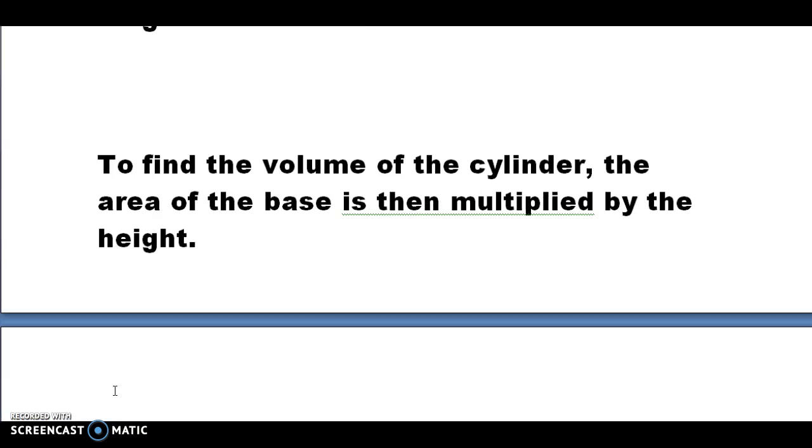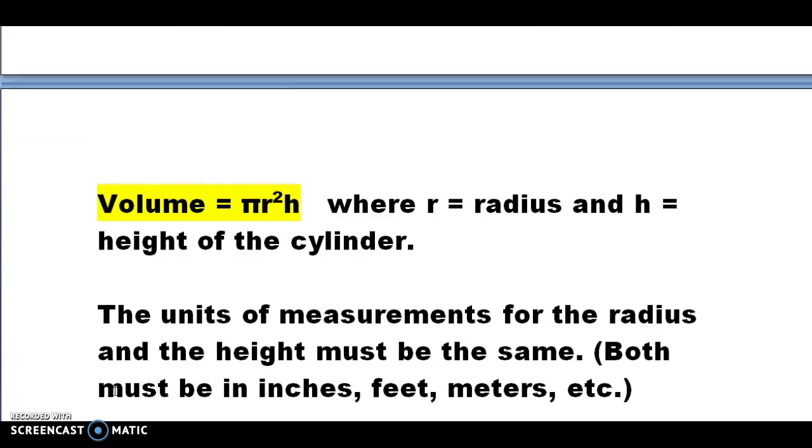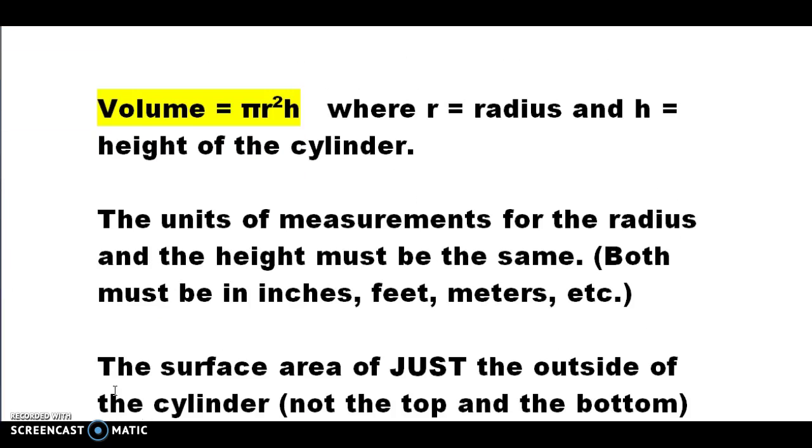To find the volume of the cylinder, we have to take the area of the base, and then multiply that by the height. So the volume of that can or cylinder is going to be given by the formula pi r squared h. The units of measurement when we do these calculations have to be in the same dimensions. So both must be in inches, or both must be in feet, or both must be in meters, etc.